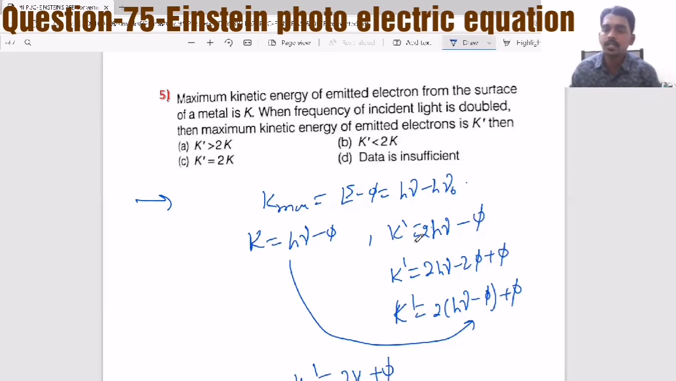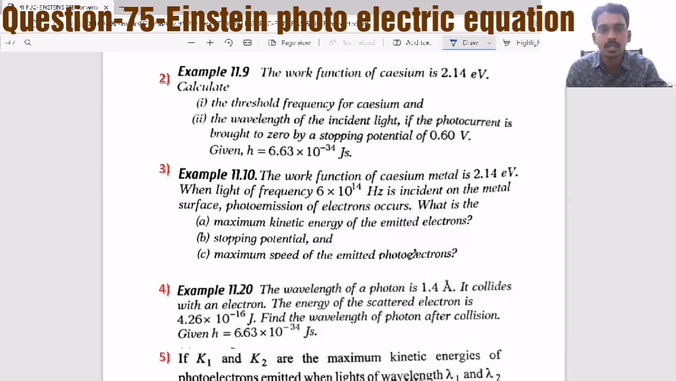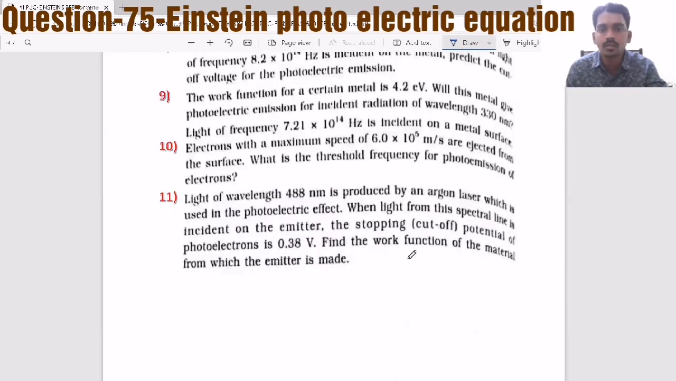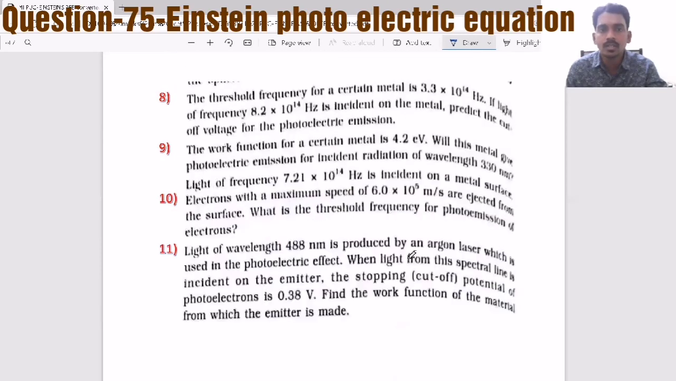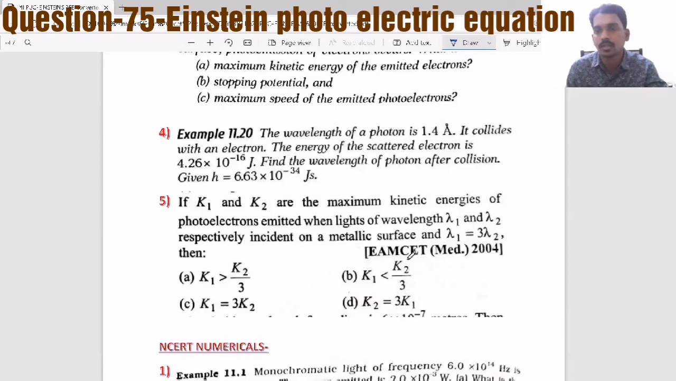Like that, sometimes manipulation based questions also they can ask based on the Einstein photoelectric equation. So whatever it is, one single equation, and every time they used to give one question. So please just try to practice. Similar questions I have given as an assignment also, and a lot of questions are also given in NCERT. 11 questions they have given. So please just try to understand each and every question and try to solve all the questions.